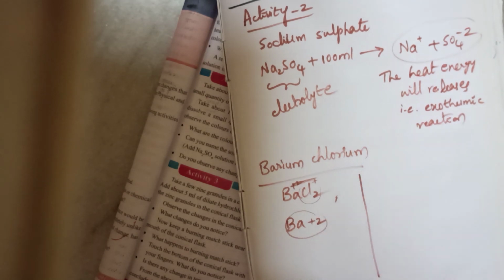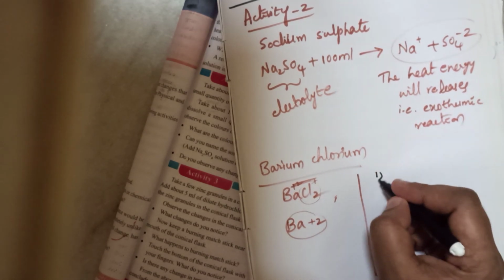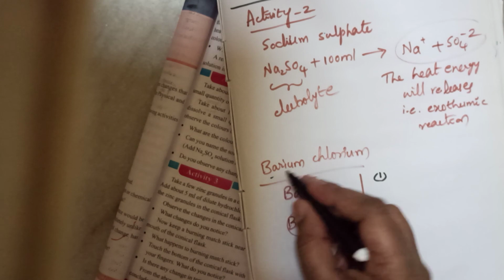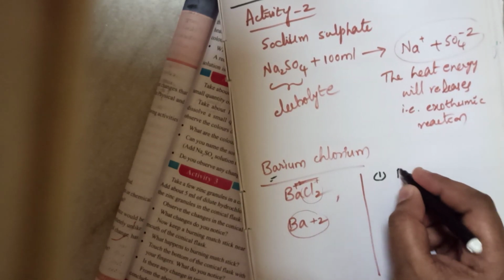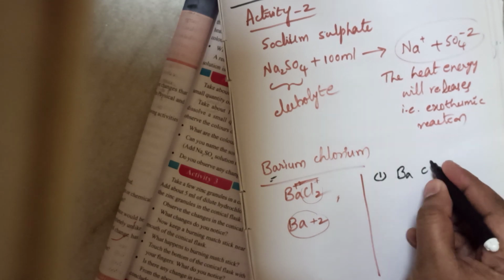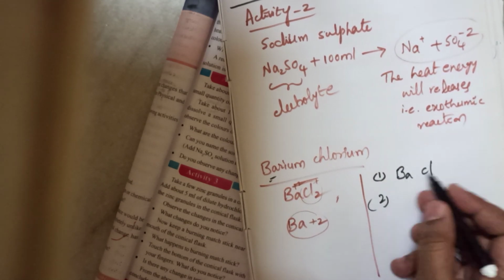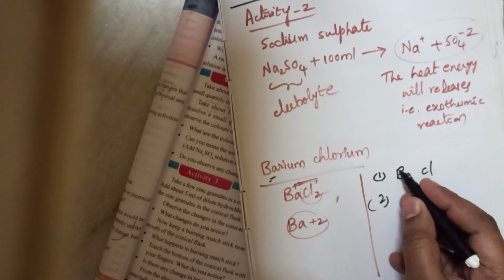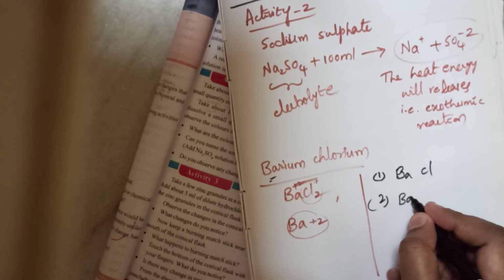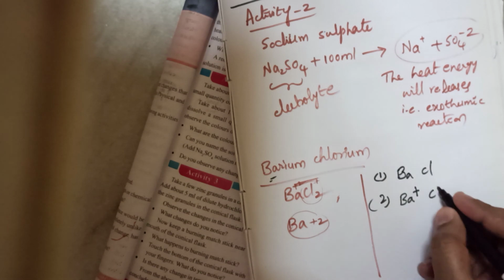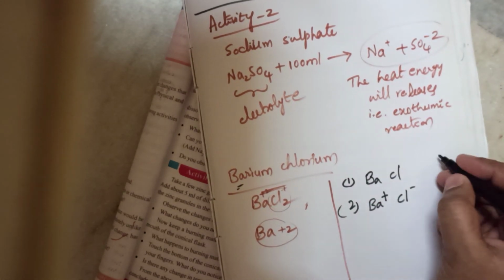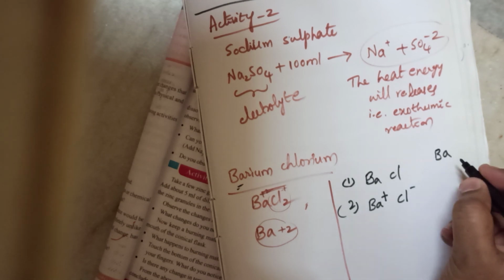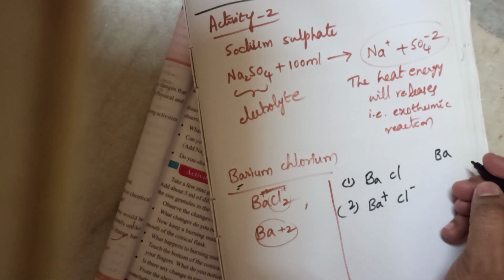So let us see that also. First step, write down the basic elements' symbols. Barium is Ba and chlorine is Cl. Then which one is the cation and which one is the anion. Ba plus, we know, is the cation, and Cl minus is the anion. Why is Ba a cation? Barium atomic number. What is the barium atomic number, children?